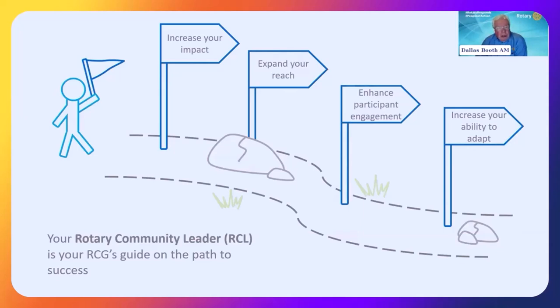So your community leader's role is to empower the clubs in the group, to increase their impact, to expand their reach, to enhance participant engagement, and increase their ability to adapt. Your community leader is on hand to equip you with the tools and resources that you will need to forge your path to success, to help you navigate any obstacles you may face on your journey, to point you in the right direction when you don't know who to turn to for assistance, and to help direct you back on track if you lose your way. Community leaders will primarily work with club leaders such as the club president, empowering them to lead their own clubs to success.